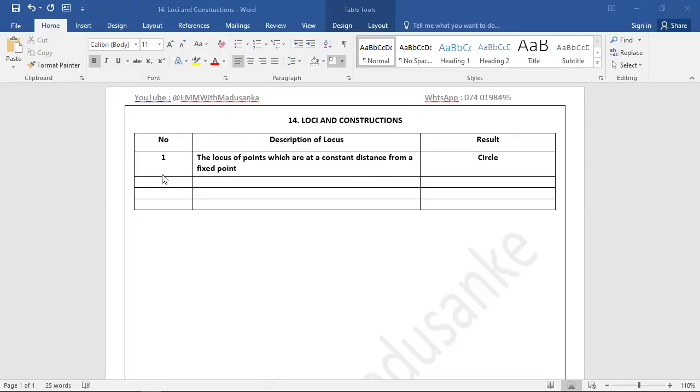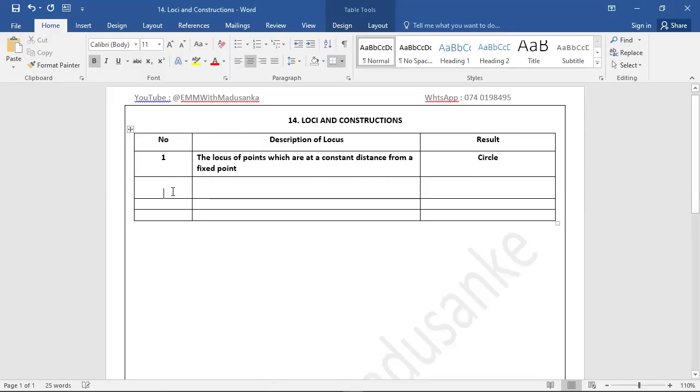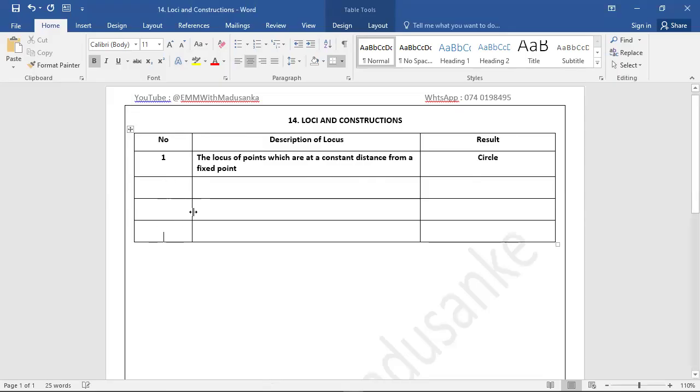Don't separate the rows like this, right? Don't separate the page. Rows sometimes this description might be long. So first locus that we are going to learn is the locus of a point which are at a constant distance from a fixed point. It is called a circle. Right? It is called a circle.